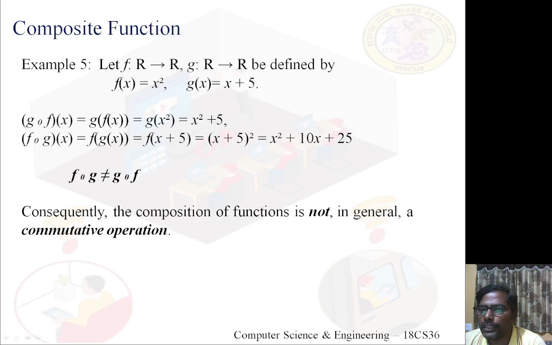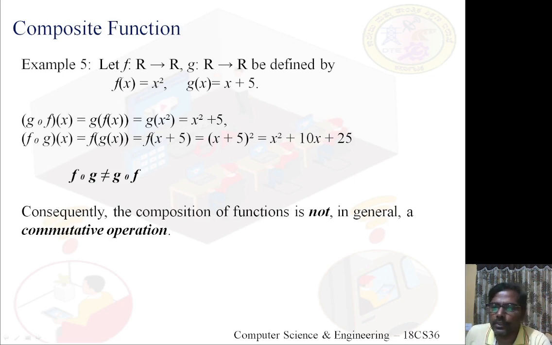Since the codomain of one function is nothing but the domain of the other function, we can form composite functions, both f dot g and g dot f. And one more thing, the definition of f is f of x equals x square. The definition of g is g of x equals x plus 5.